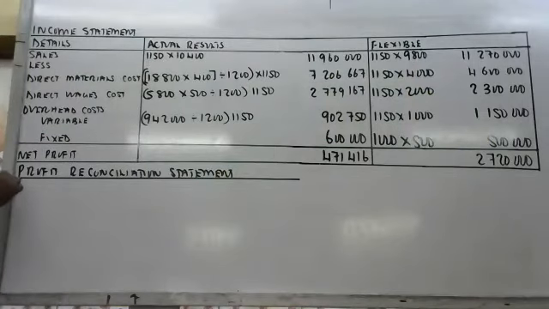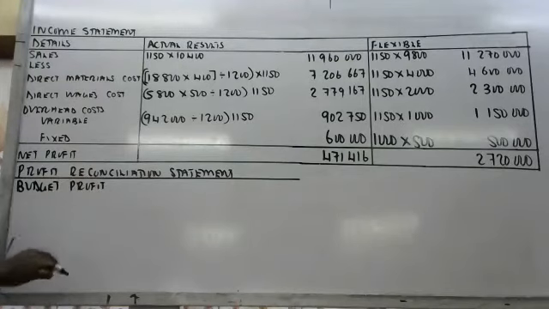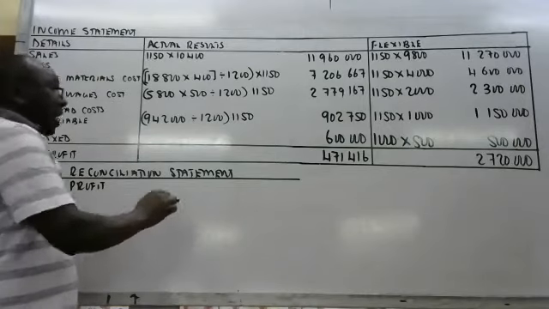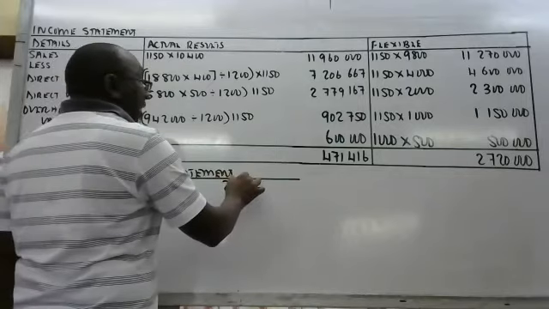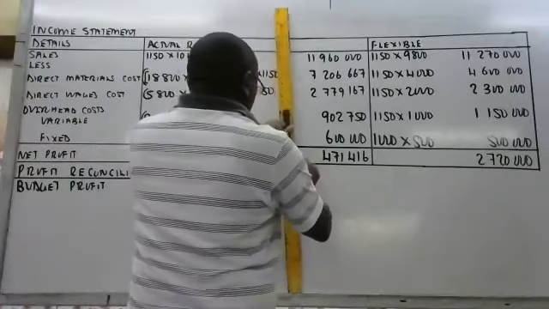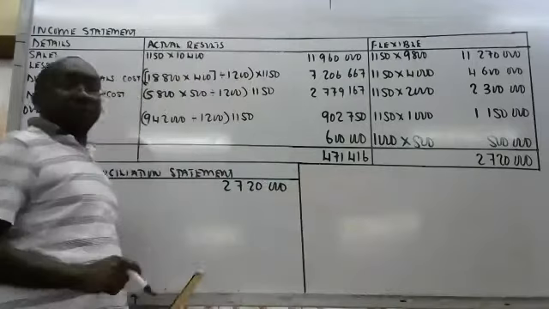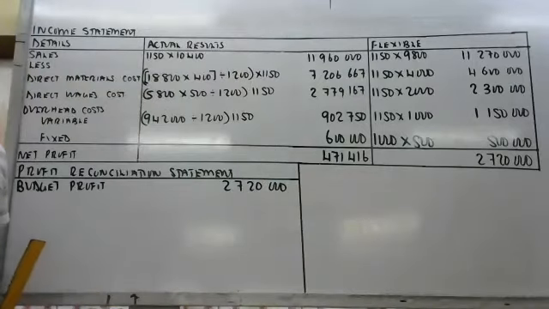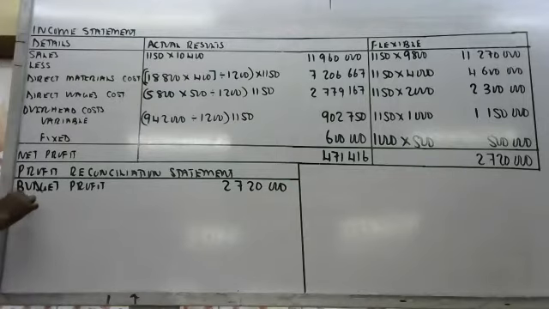So if that is true, we begin with budget profit. Budget profit is this, 2,720,000. That is the budget profit. Then variances.